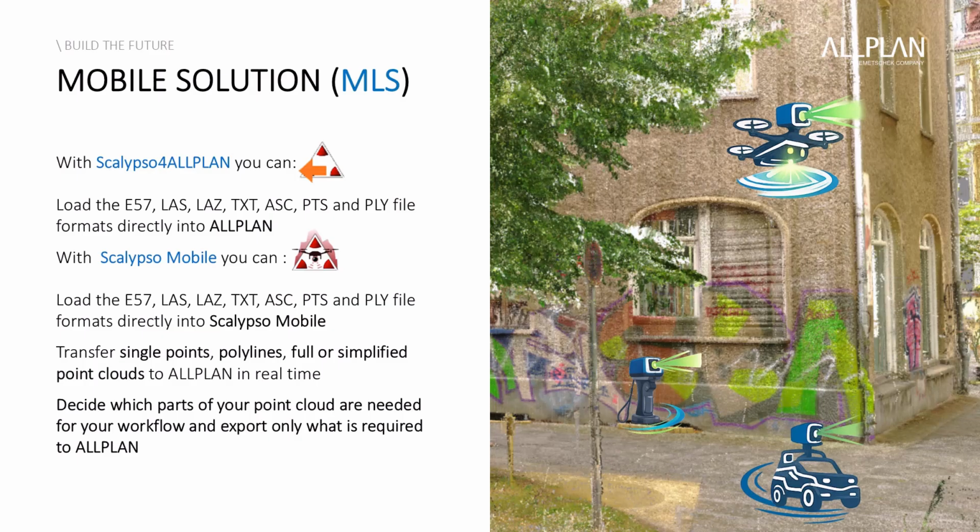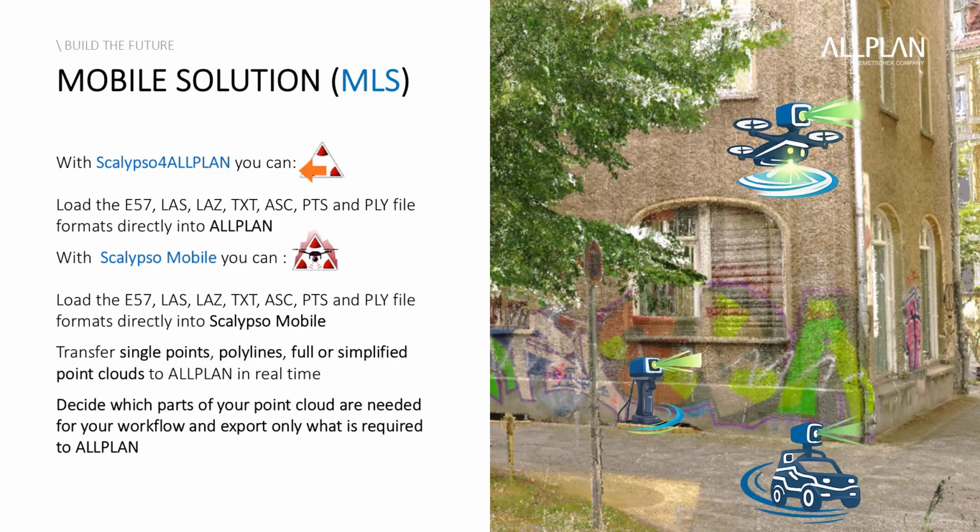At this point, let's explore in more detail the various mobile MLS solutions available, specifically referring to point clouds that come directly from mobile devices. As I have previously mentioned, Allplan offers two different solutions for this process. One is called Scalypso for Allplan and the other is called Scalypso Mobile. What is the main difference between these two solutions? The first allows me to load point clouds directly into Allplan in various formats, such as the standard E57, LS, TXT, ASC, PTS, and PLY.